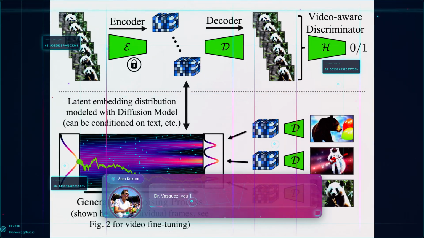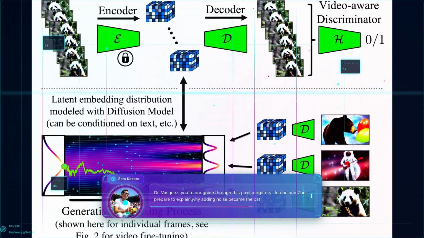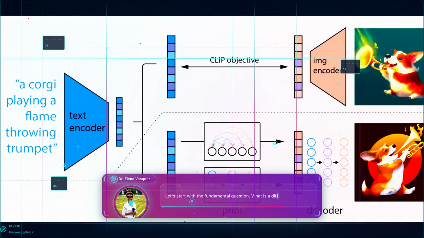Dr. Vasquez, you're our guide through this pixel purgatory. Jordan and Zoe, prepare to explain why adding noise became the path to artificial creativity. No mercy, no hand-waving about learned priors. Let's start with the fundamental question: what is a diffusion model?